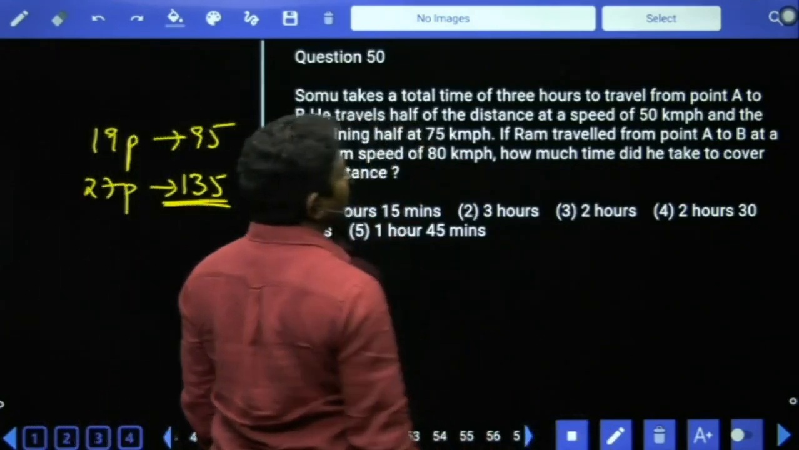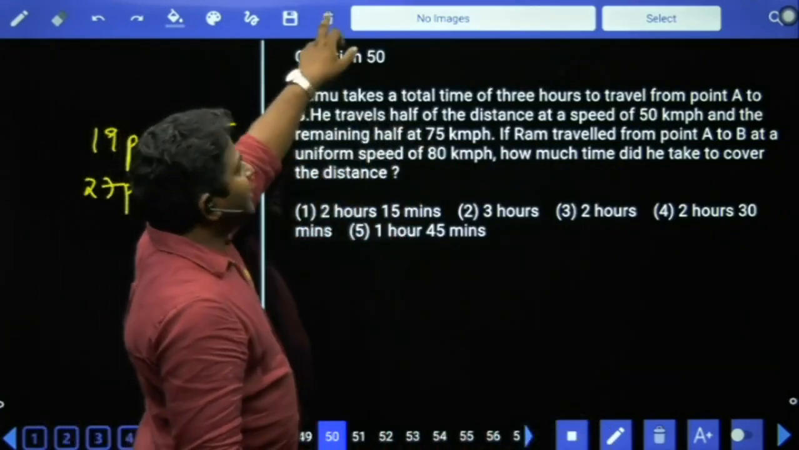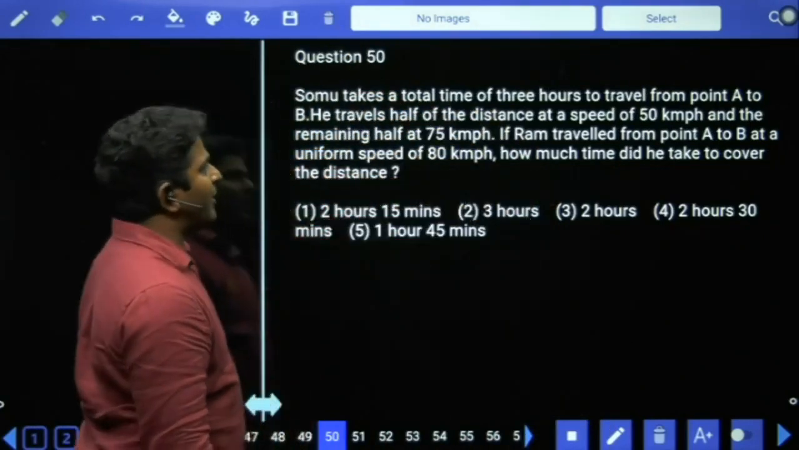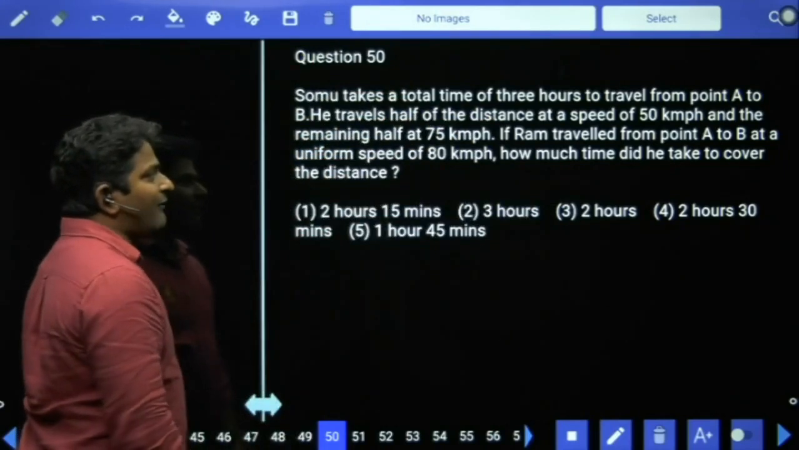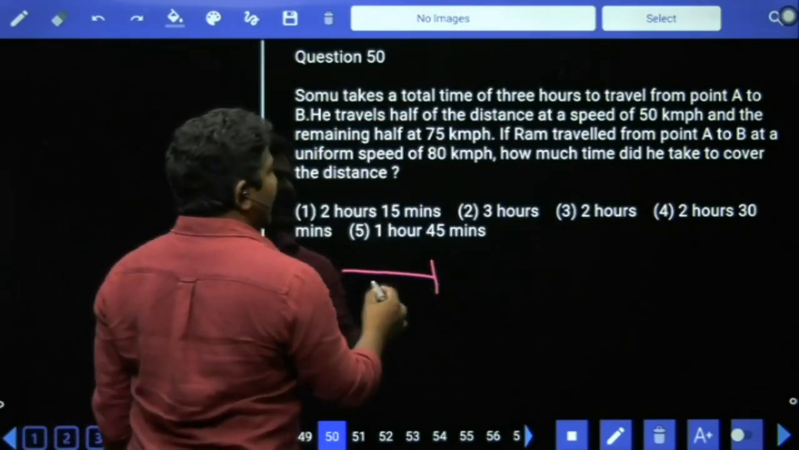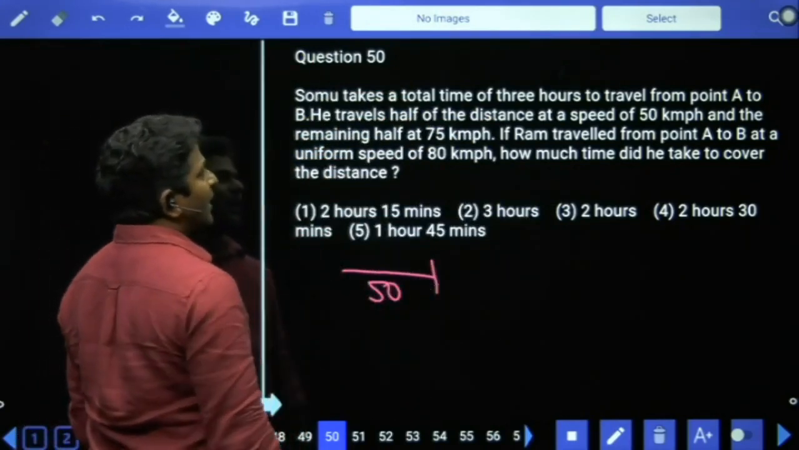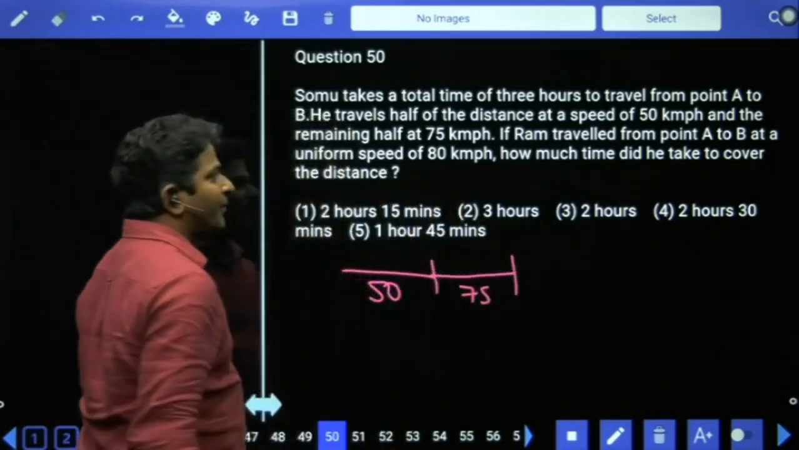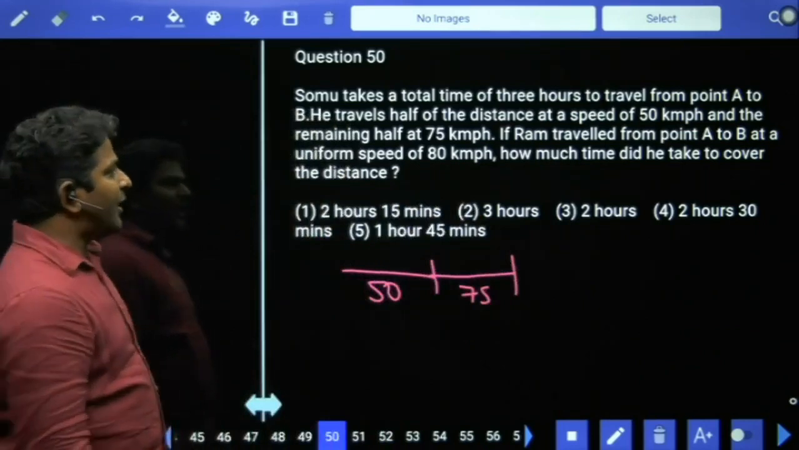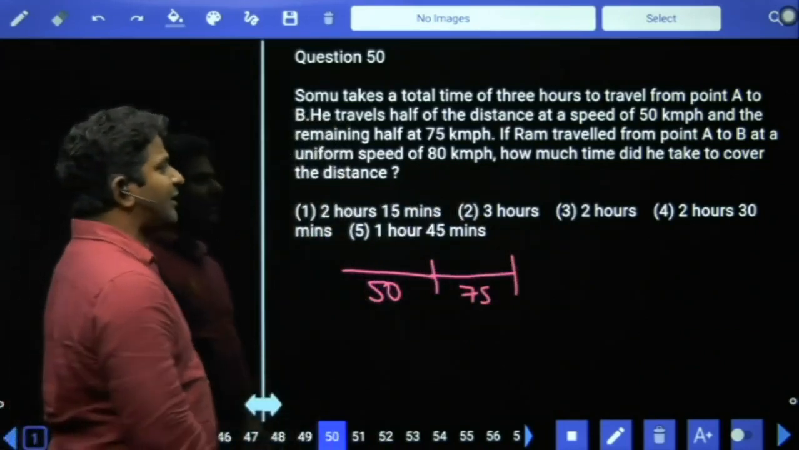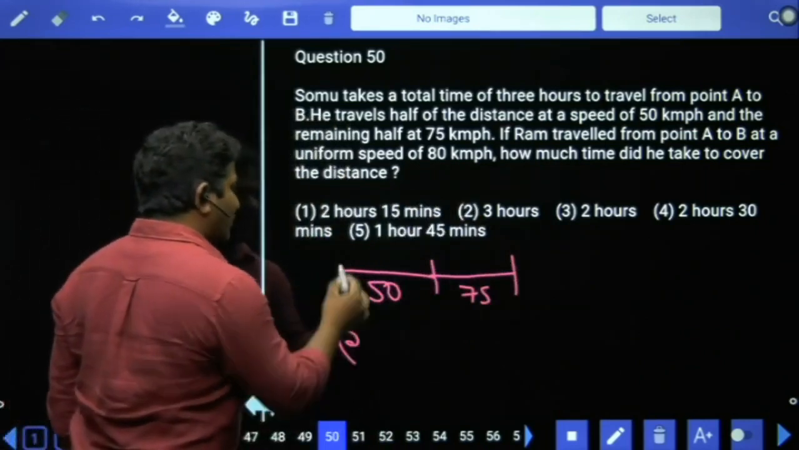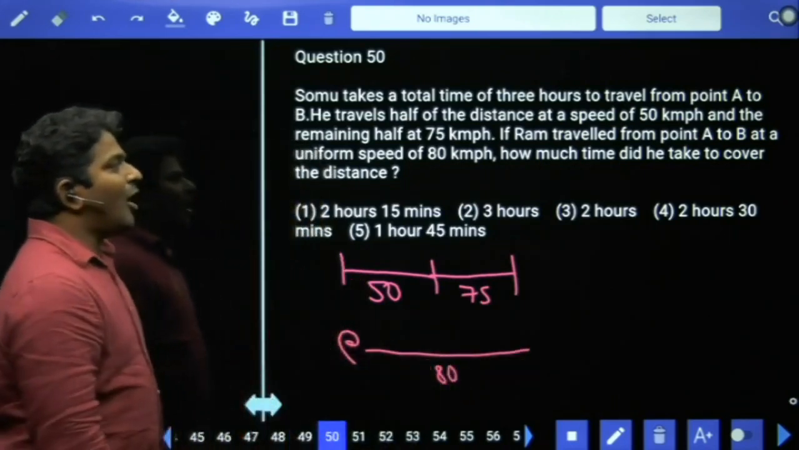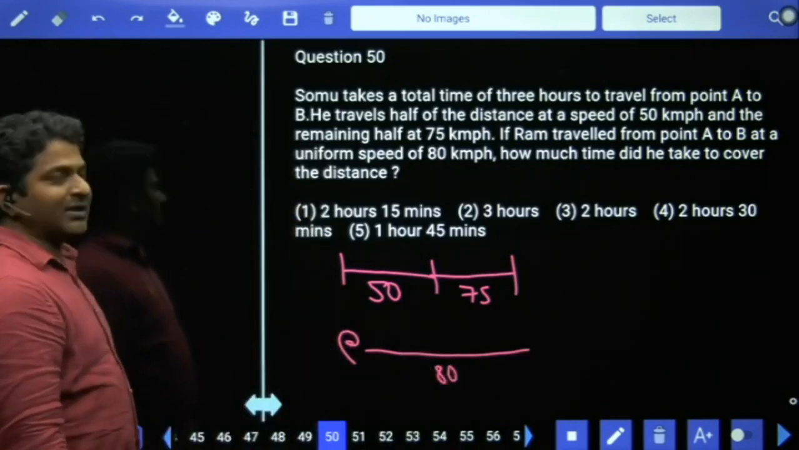Somo takes a total time of 3 hours to travel from A to B. He traveled half the distance at 50 km per hour and the remaining half the distance at 75 km per hour. If Ram traveled from point A to B at a uniform speed of 80 km per hour, if the total distance is traveled with 80 km per hour, how much time did he take to cover the distance?